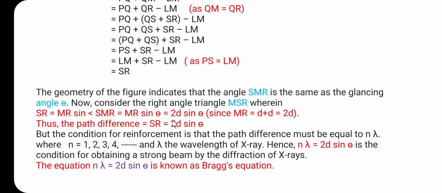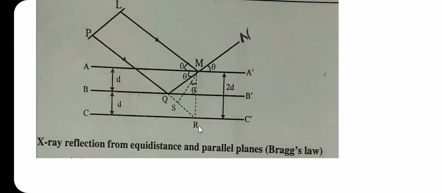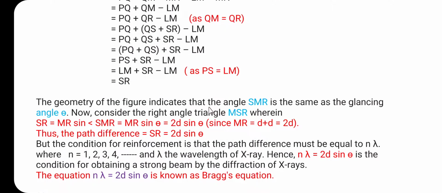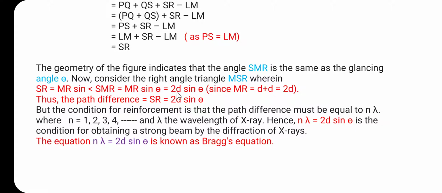In this diagram, MR is equal to 2D, since MR is equal to D plus D, that is 2D. So the equation can be written as 2D sin theta. So the path difference SR is equal to 2D sin theta.